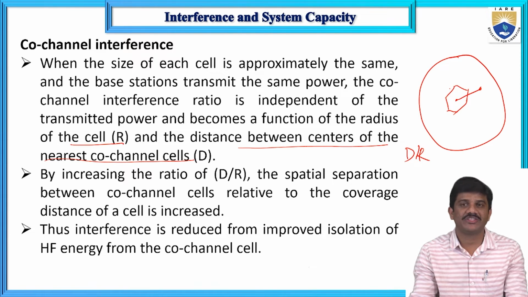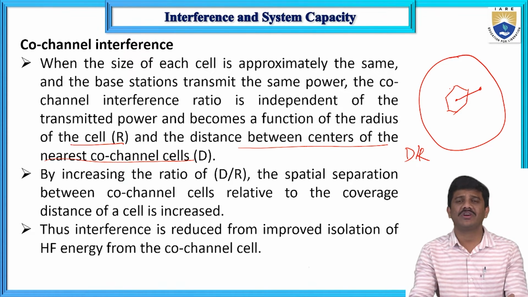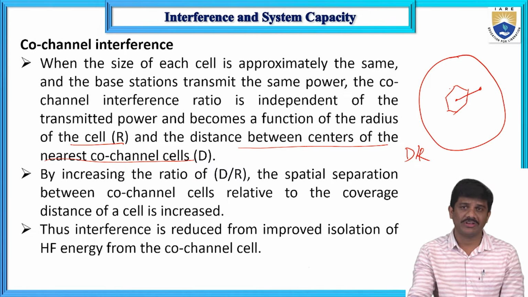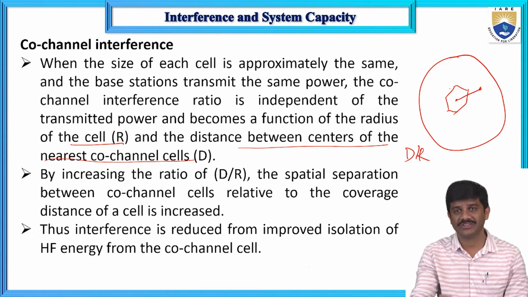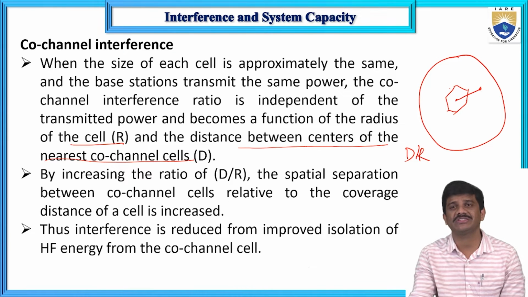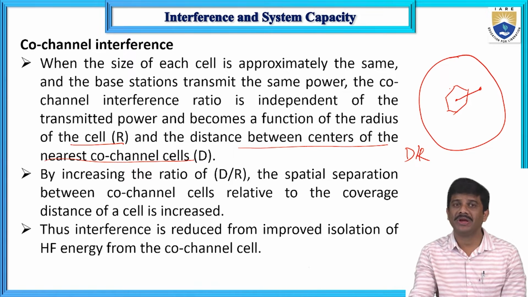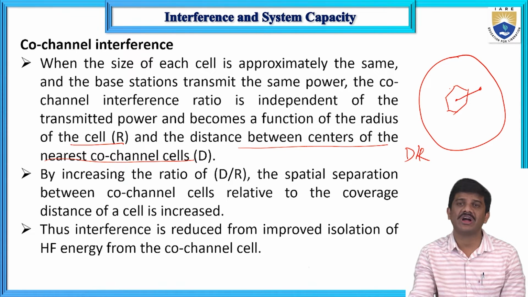Thus, interference is reduced from improved isolation of high frequency energy from the co-channel cell. Here you can consider that the size of each cell is approximately the same and the base stations transmit the same power. Then we can find the channel reuse ratio by increasing the reuse ratio D by R. What is D? D is the distance between the centers of the nearest co-channel cells, and the radius is R.